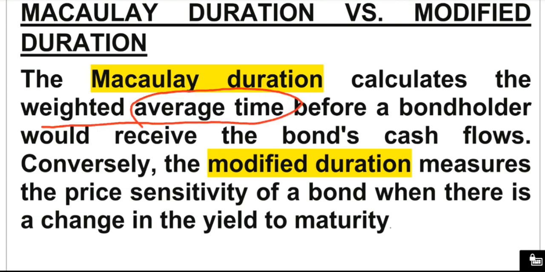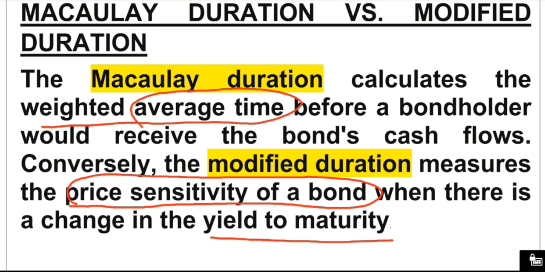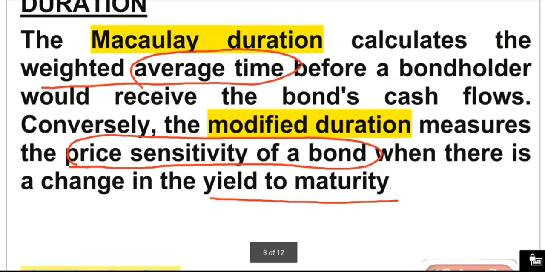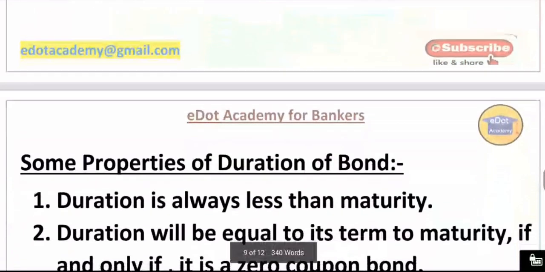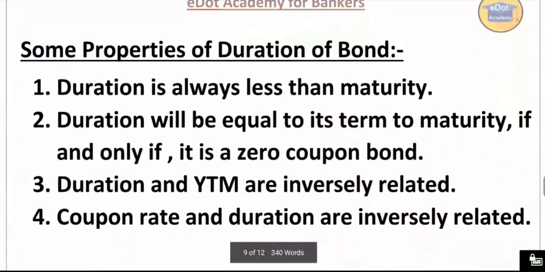Whereas modified duration measures the price sensitivity of the bond. This you have to keep in mind. That means the price sensitivity of the bond when there is a change in the yield to maturity. So I just reiterate here, that means for a 1% change in the yield, how much the value of the bond is changing. So this is the difference between Macaulay duration and modified duration.